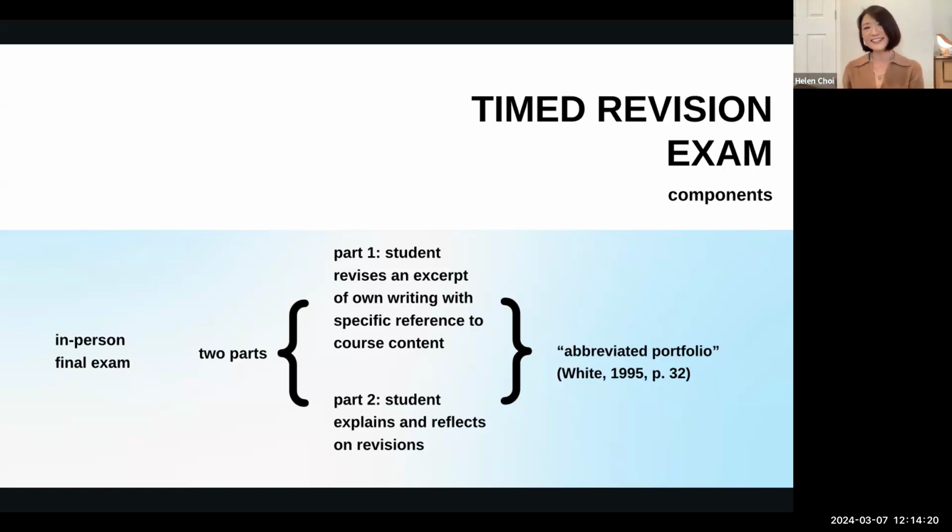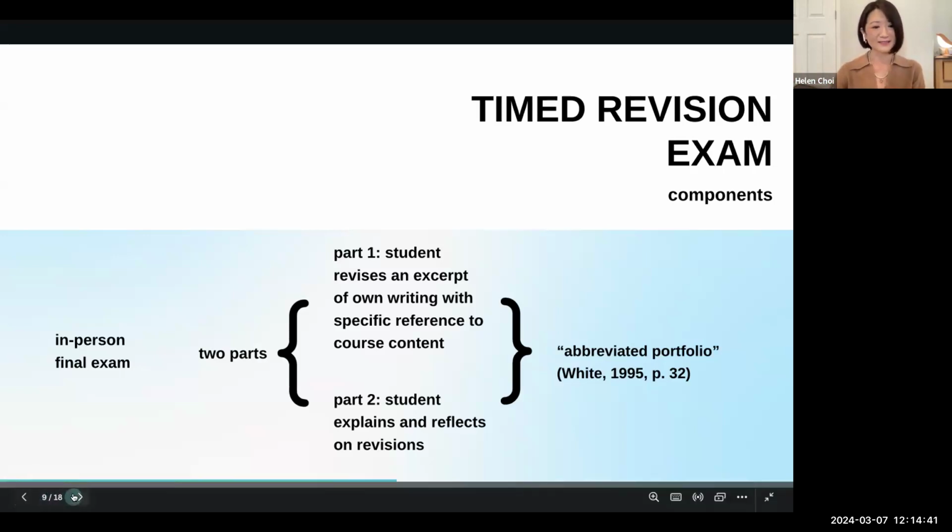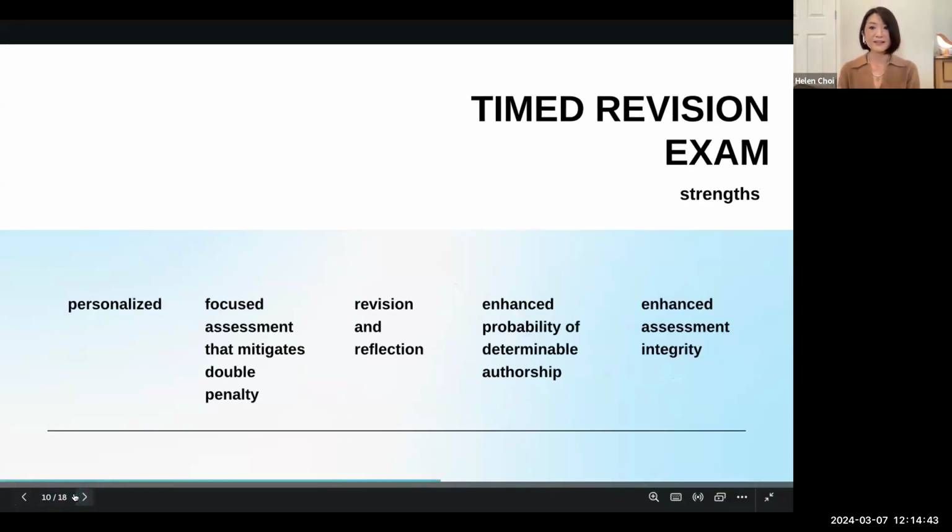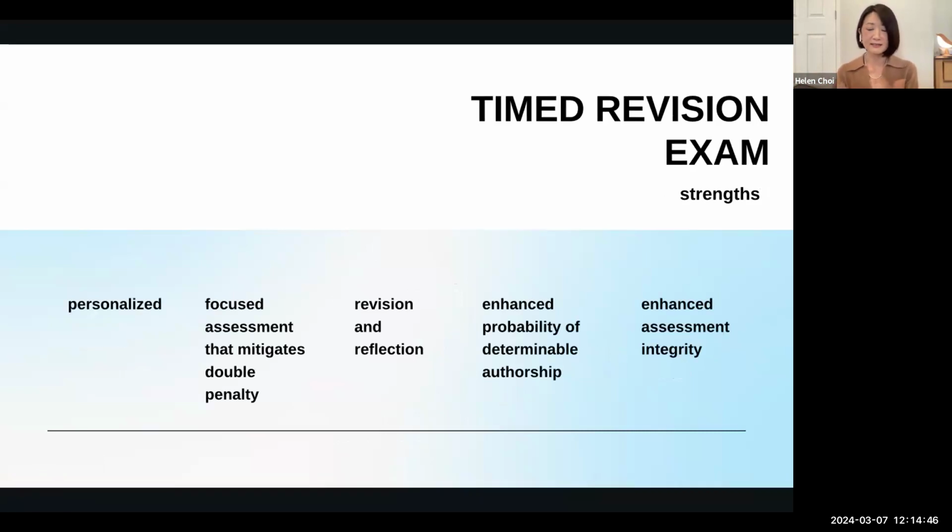Then part two is them demonstrating an ability to reflect upon their writing and to understand how these revisions have improved their writing in some way. So in a small way, this is an abbreviated portfolio because it is a revision of one's writing and also includes that reflection. What's really great about it is, like the portfolio, it's personalized. It's the student's own writing.